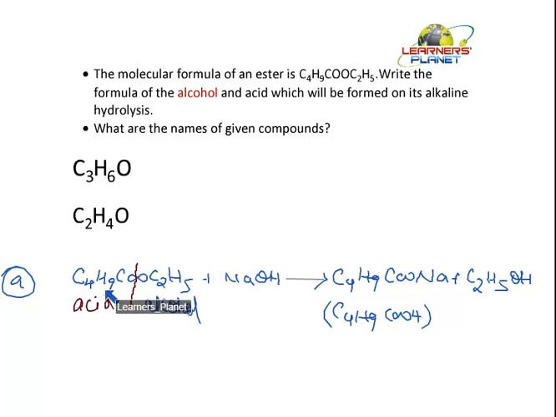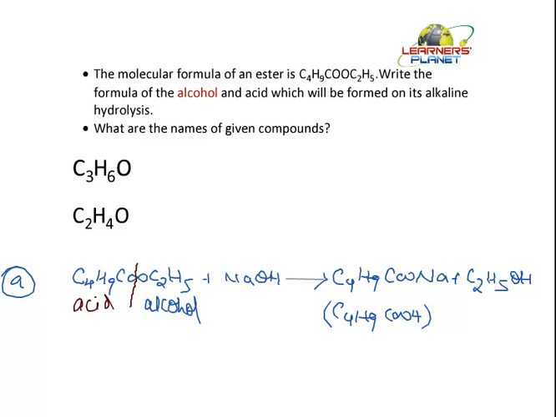The only thing you have to remember is that the left side part is formed of acid, and the right side part is formed of an alcohol. Now let's take the next question here. What is given? What are the names of the given compounds? I just wanted to give you an example of how you have to decide the names.